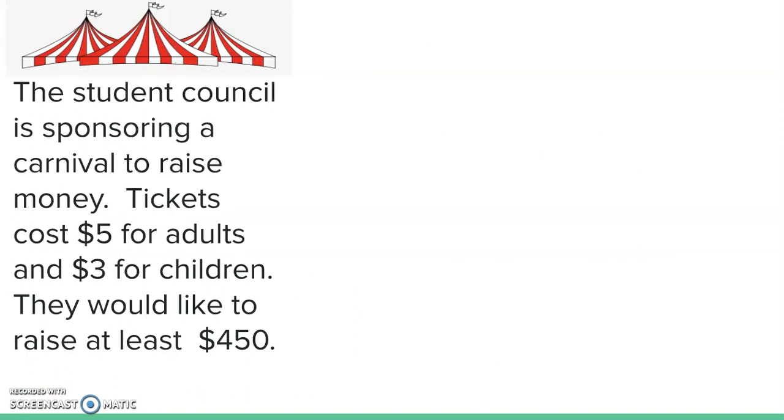Let's try that again with another example. The Student Council is sponsoring a carnival to raise money. Tickets cost $5 for adults and $3 for children. They would like to raise at least $450.